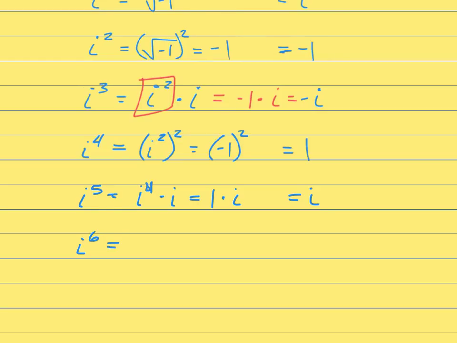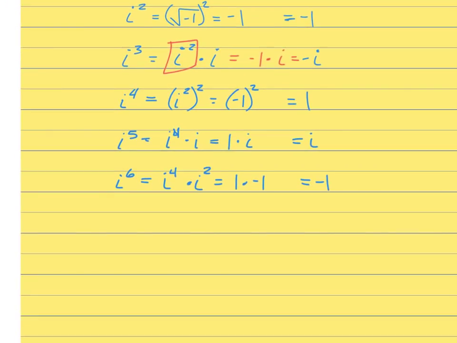i to the sixth is the same thing as i to the fourth times i squared. All right? Well, we know that i to the fourth is 1. We know that i squared is negative 1. And if we multiply those two together, you get negative 1. So i to the sixth would be negative 1. Okay? Let's try i to the seventh.